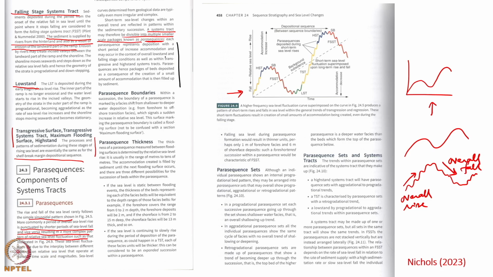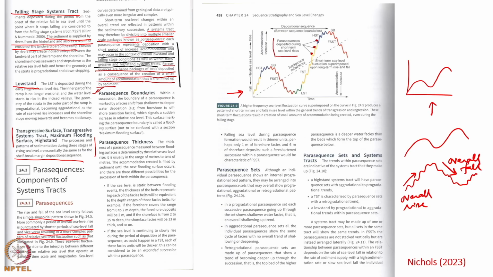Each parasequence represents deposition with a short period of increased accommodation and may occur in the context of overall low stand and falling stage conditions as well as within transgressive and high stand systems tract. Therefore, parasequences are packages of beds deposited as a consequence of the creation of a small amount of accommodation that is then filled up by sediment. So, parasequences deposited during short term sea level rise can be pointed out. Deposition that happened at these points, those sedimentary layers can be called the parasequences.